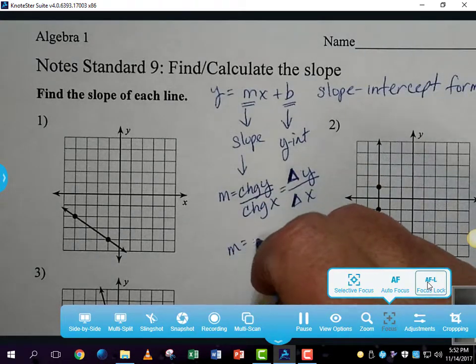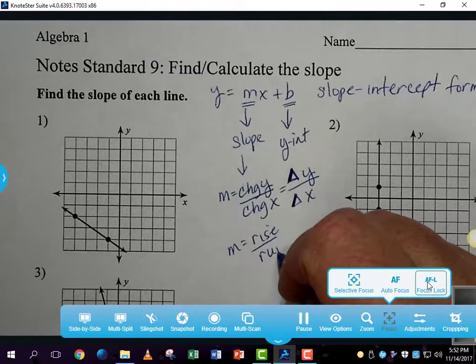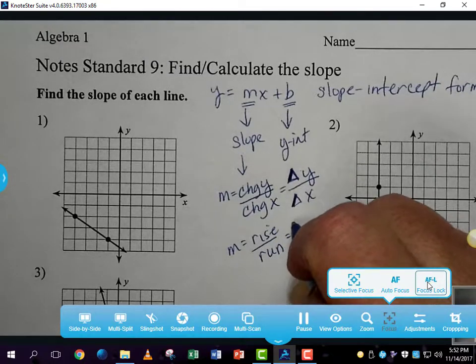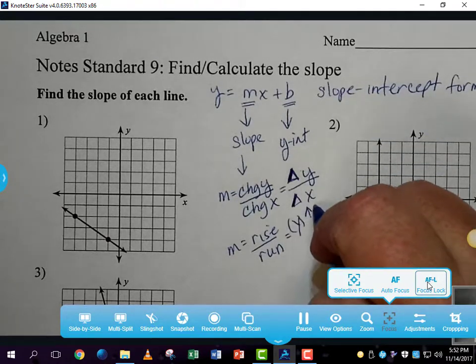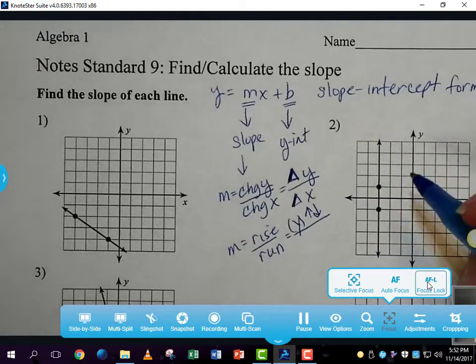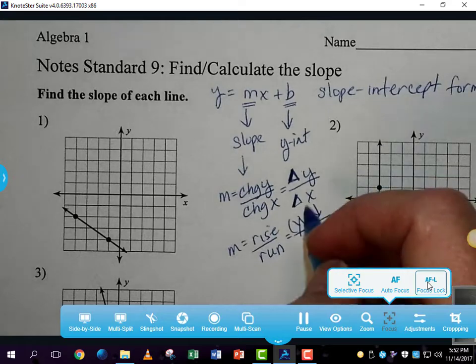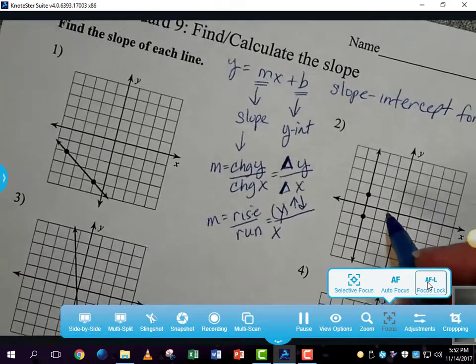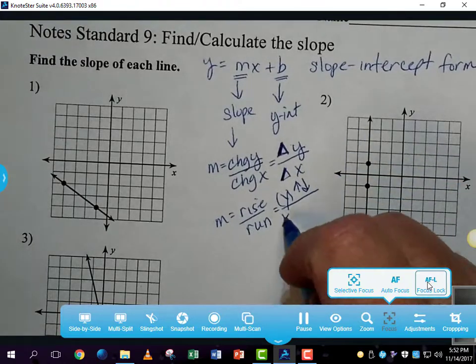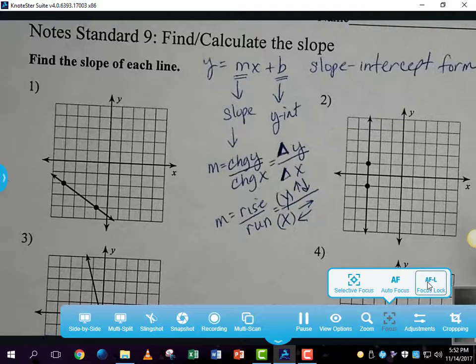Okay, the slope is also defined as the rise over the run. The rise is the y part. So whether it goes up or down, the y part, right? The y part, up or down. And then the run is the x part. So the run part is whether it is left or right.